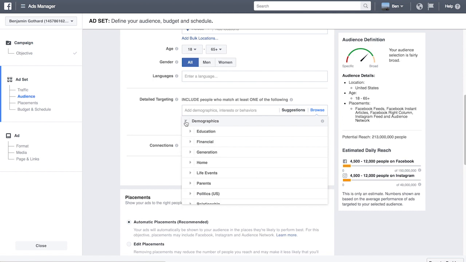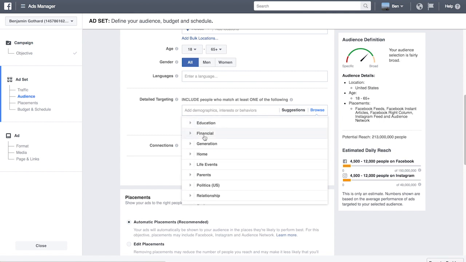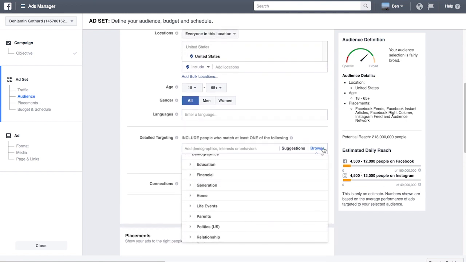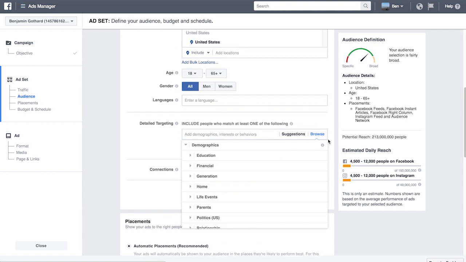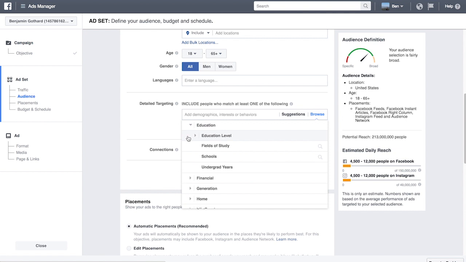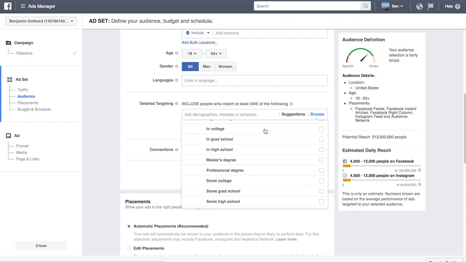Okay, so demographics, you can see, contains information on education, financial information, generation, the home, life events, parents, politics, relationships, and work. Let's actually dive deep into each one of these and see how in-depth you can really get with Facebook's targeting or with demographic targeting. You can target people based on what school they went to, their field of study, their undergrad years. You can target people based on their level of education.